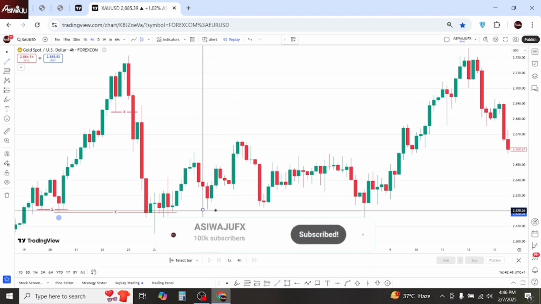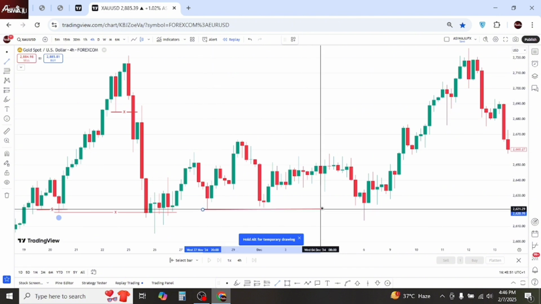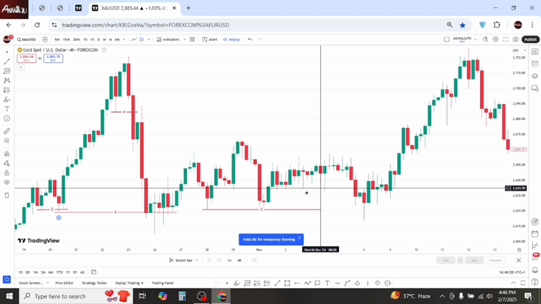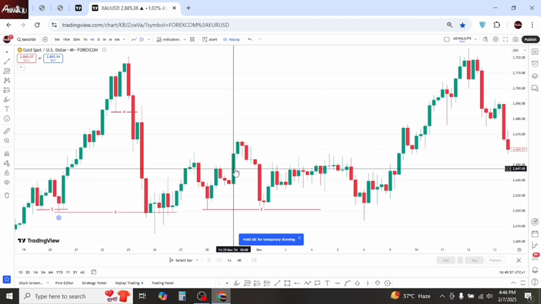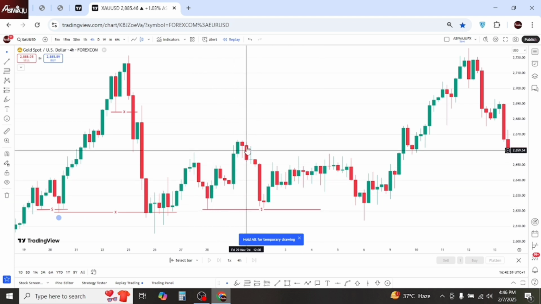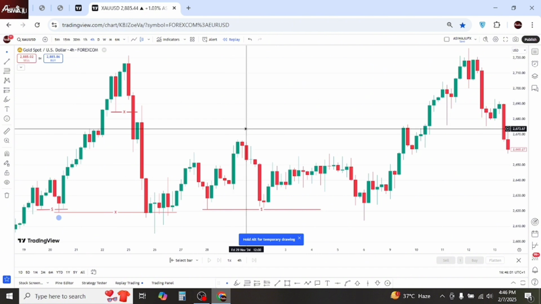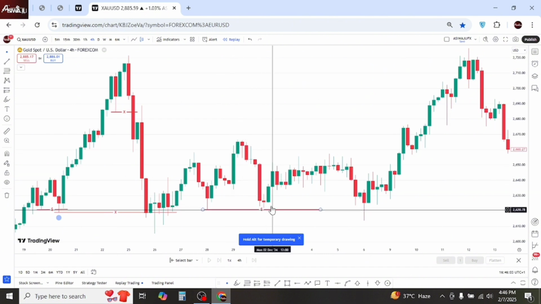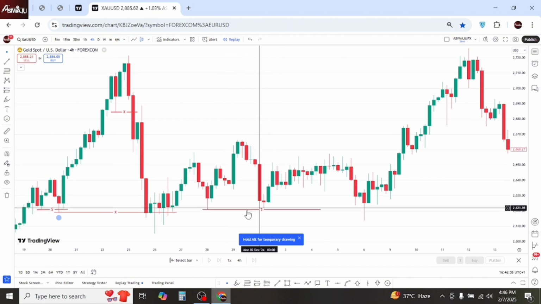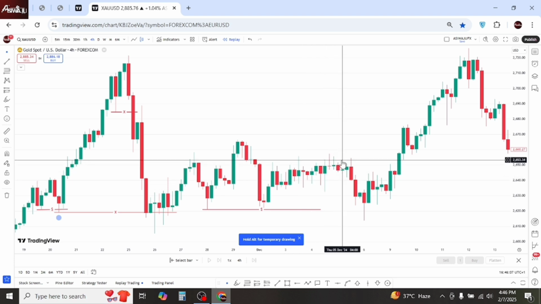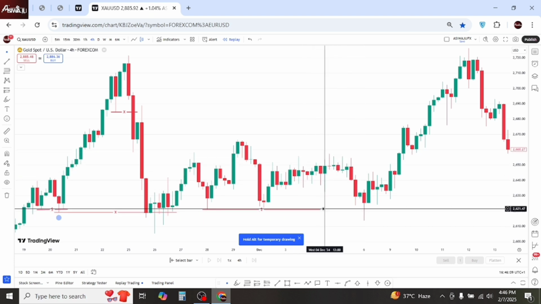So this is the major inducement we have here. This inducement is internal to this move, to this main move. So price came down a little bit, pulled back, failed to take out the minor one, failed to take out the major one, and price went up and later pulled back to take out the major inducement we have here.